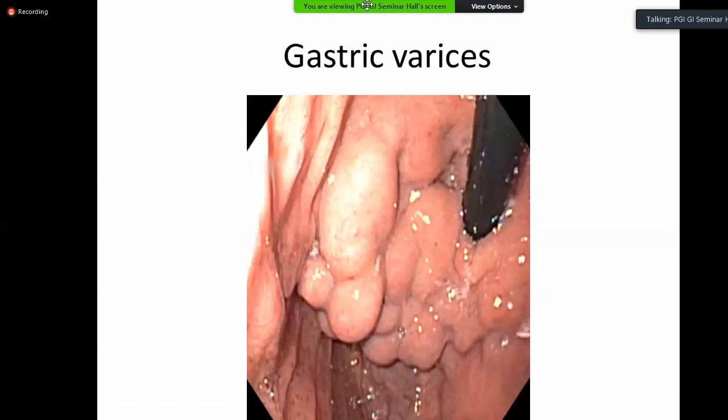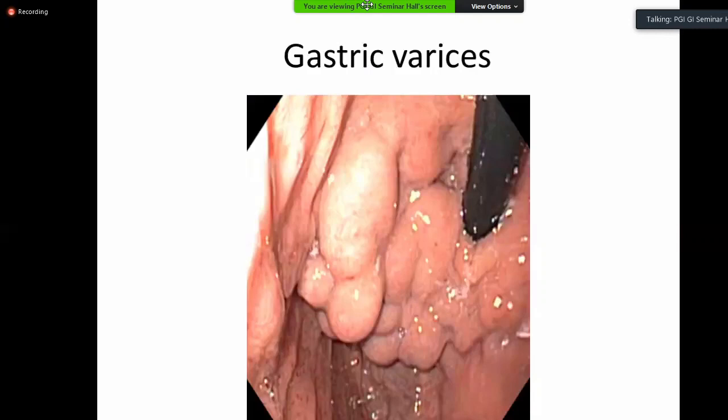Gastric varices are seen only on retroversion. The fundal gastric varices are seen only on retroversion. So every patient with a history of GI bleed, or where you are looking for evidence of portal hypertension on endoscopy, you must retrovert the scope. Retroversion is a part of endoscopic evaluation.